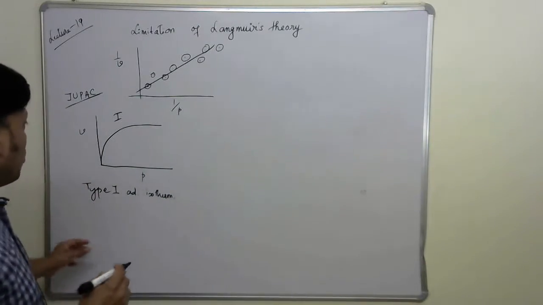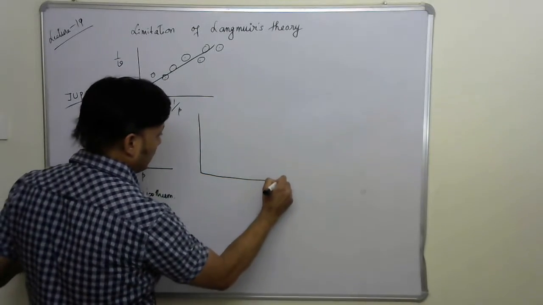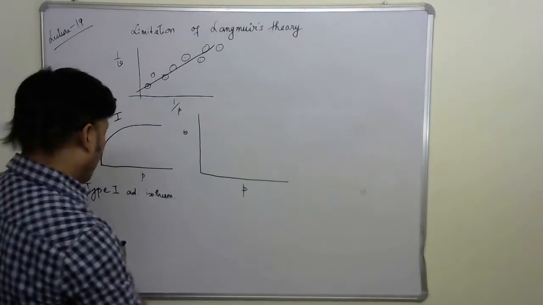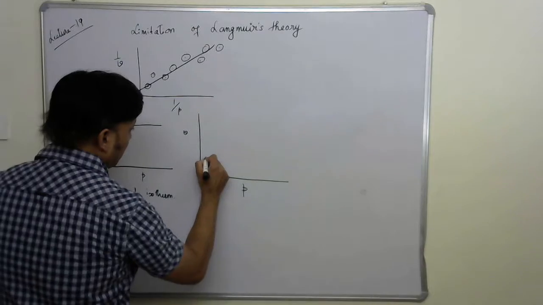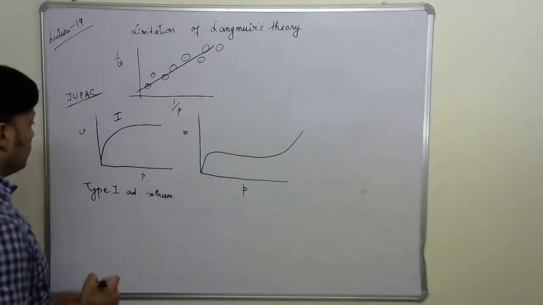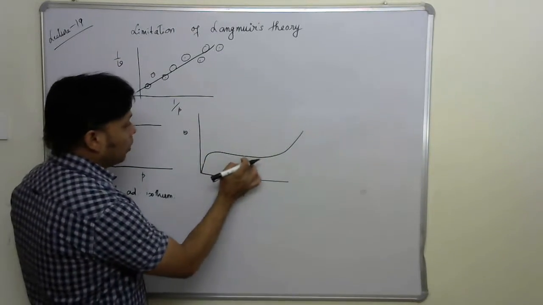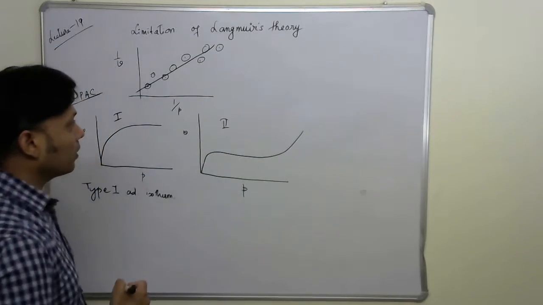So this is type 1, and then again, V versus P, we have this kind of adsorption isotherm. Now you see the first part over here almost looks like type 1, but after that it completely deviates from type 1. So this type of isotherm is called type 2.